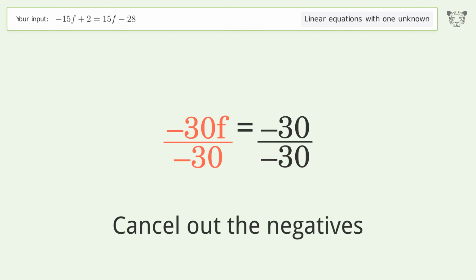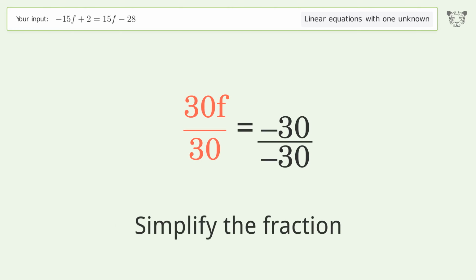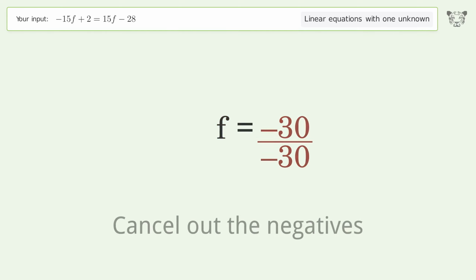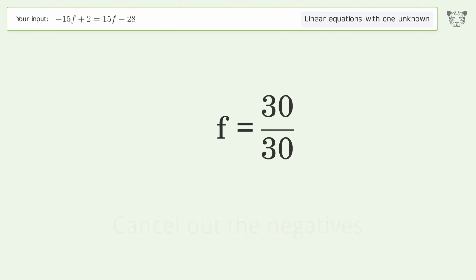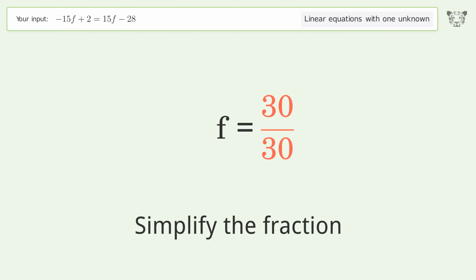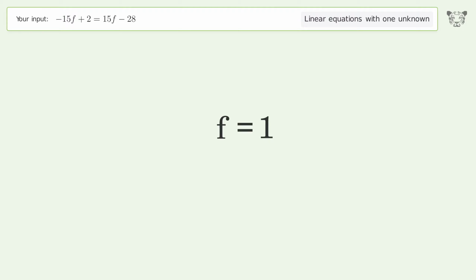Cancel out the negatives. Simplify the fraction. Cancel out the negatives. Simplify the fraction. And so the final result is f equals 1.